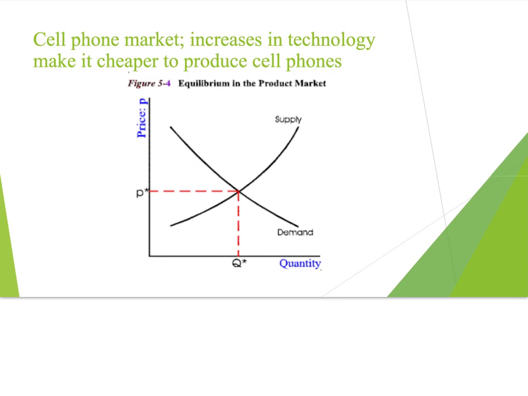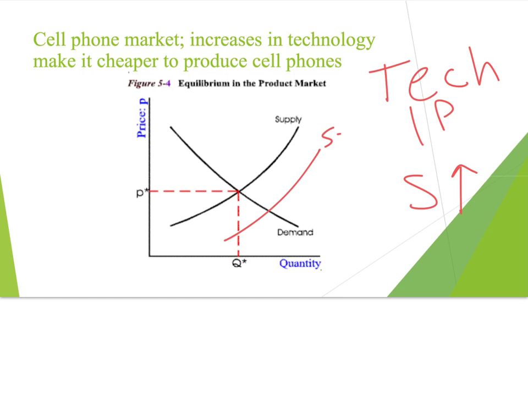In the cell phone market, if there's increases in technology that make it cheaper to produce cell phones, so that's technology, or we could say input prices as well, but both affect the supply of cell phones. And supply is going to increase, shifting it to the right, causing there to be a lower price, but more quantity of cell phones at equilibrium.